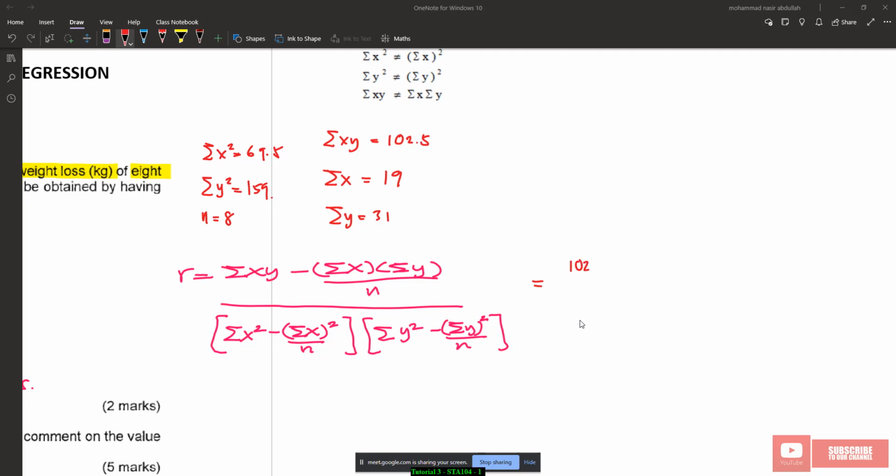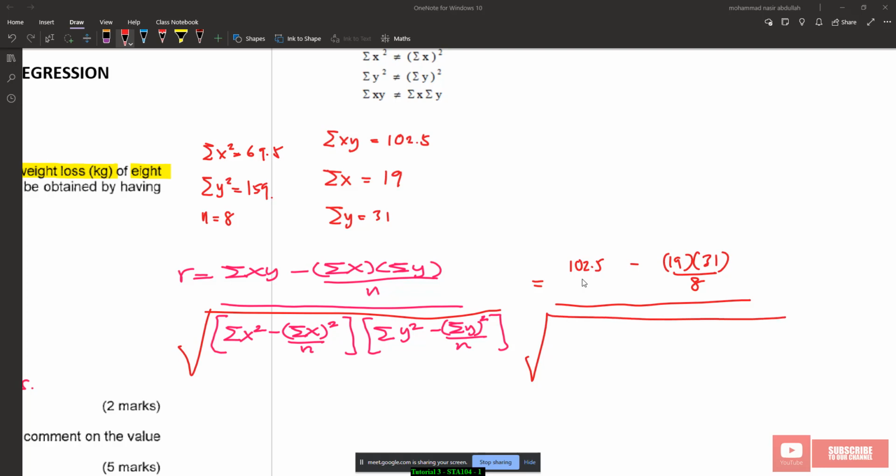So this one should be 102.5 minus 19 multiplied with 31 divided by 8, and everything divided by, do we have a square root? Here, at the bottom denominator, we have a square root. Don't ever forget the square root. So we have a big square root, and in this big square root we have two parts. First part is for x variable, which is summation of x squared, 69.5 minus 19 squared divided by 8. This is the first part, multiplied with the second part, which is 159 minus 31 squared divided by 8, right?